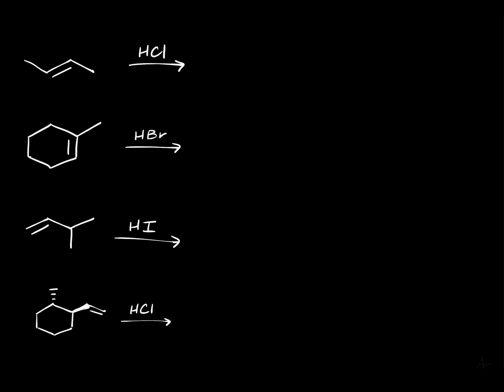This first reaction here is hydrohalogenation. I know that because I'm adding hydrogen and a halogen. There is a hydrogen and a halogen. So this reaction, I guess I can write this down. Hydrohalogenation is when I have an alkene and some HX. So when I'm reacting an alkene with some HX, where X can be chlorine, bromine, iodine, etc.